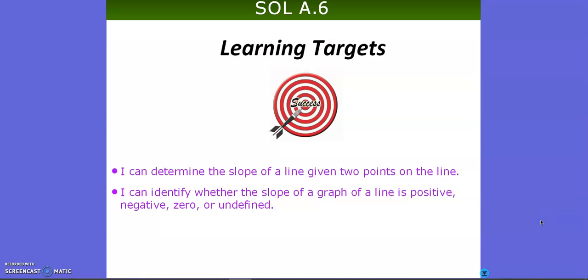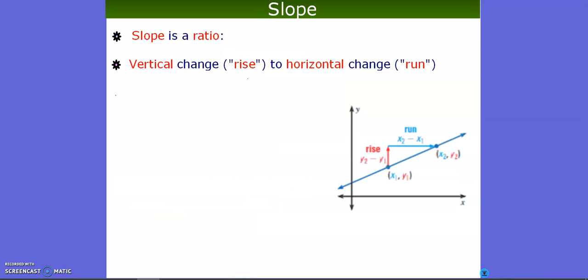Today we're going to take a look at slope, and slope is how steep a line is. We're going to take a look at several different graphs to identify the slope just by looking at the pictures, and then we're going to calculate the slope as well. Slope is a ratio, and it is the ratio of vertical change to horizontal change. Some of us may know this as rise over run.